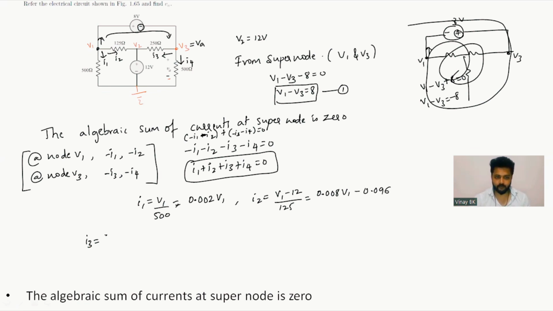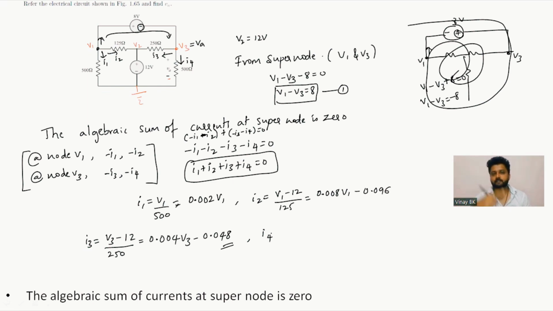Similarly, I3 is nothing but V3 minus V2, tail end voltage minus arrow end voltage. V2 is 12 again. So V3 minus 12 divided by 250. 1 divided by 250 is nothing but 0.004, or this 4 milli. So 0.004 V3 minus 12 divided by 250, which is 0.048. This is I3.